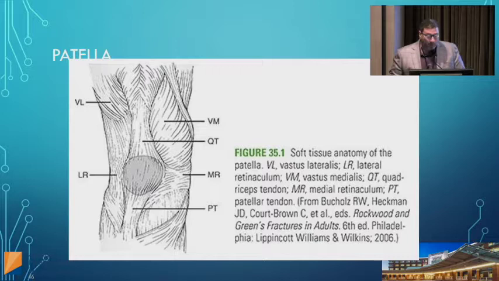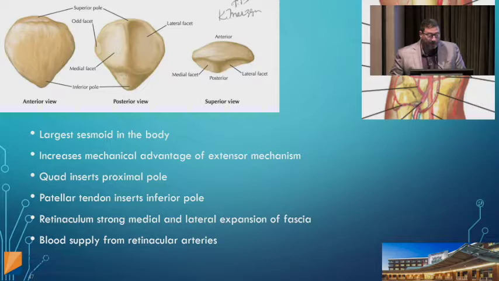So you've heard about the soft tissue of the knee. Let's go on to the patella. The patella is the largest sesamoid in the body. It increases the mechanical advantage of your extensor mechanism. The quadriceps inserts to the top of it or the proximal pole. The patella tendon inserts onto the inferior pole, and there's a strong soft tissue on either side of it.